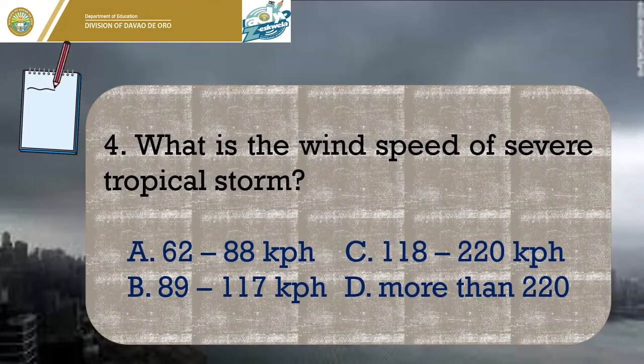Question number 4. What is the wind speed of severe tropical storm? A. 62 to 88 km per hour. B. 89 to 117 km per hour. C. 118 to 220 km per hour. Or D. More than 220 km per hour.